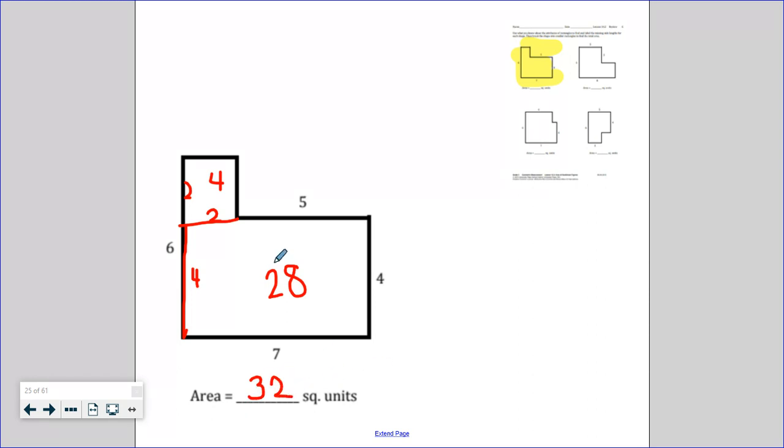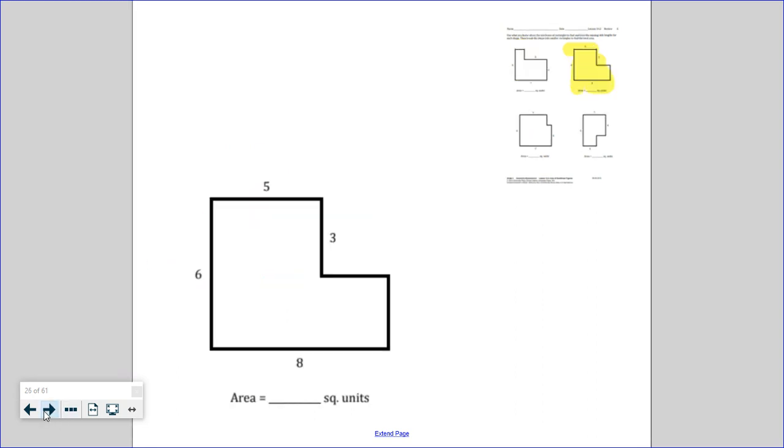The reason this is more challenging, class, is because it does not give you all the different side lengths. You have to use some algebraic thinking, some part-whole thinking to figure out the parts you don't know. Okay? All right, let's try the next one.